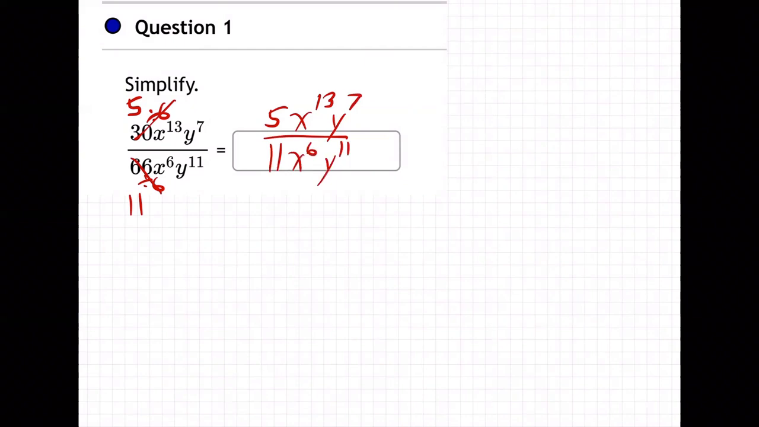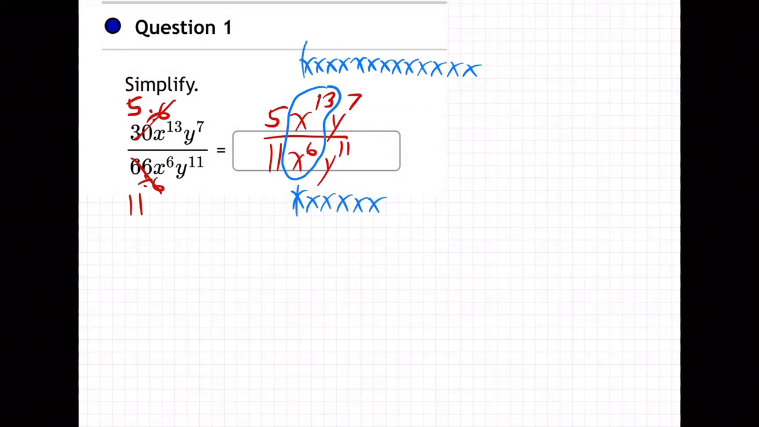Now, what do we do with the letters? Well, like the x's, we're going to subtract those powers, aren't we? Let me show why first, because we know x to the 13th means 13 x's: 1, 2, 3, 4, 5, 6, 7, 8, 9, 10, 11, 12, 13. It's 13 x's. So what is x to the 6th? 6 x's: 1, 2, 3, 4, 5, 6. So one of these cancels one of these, right?